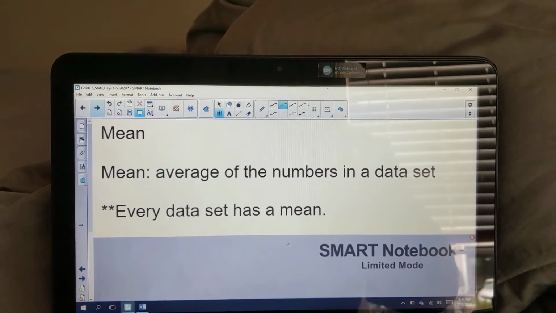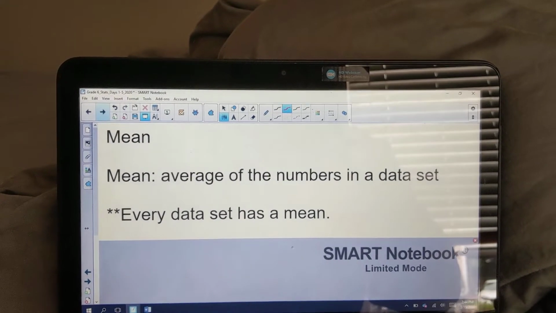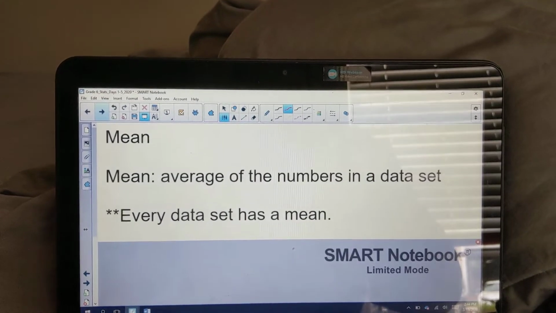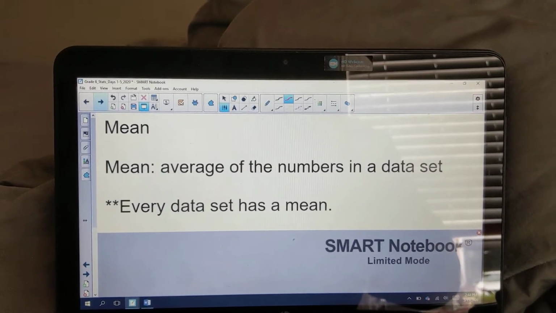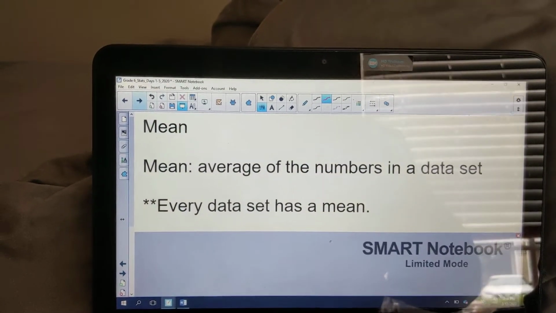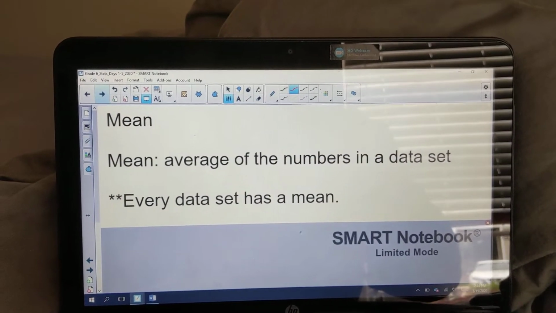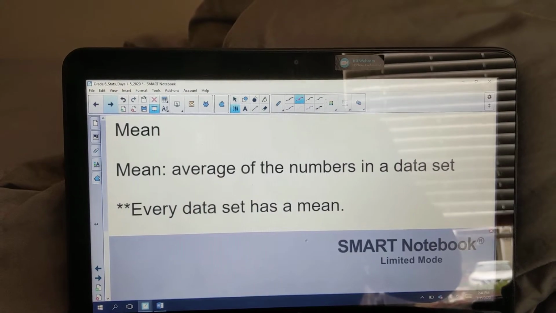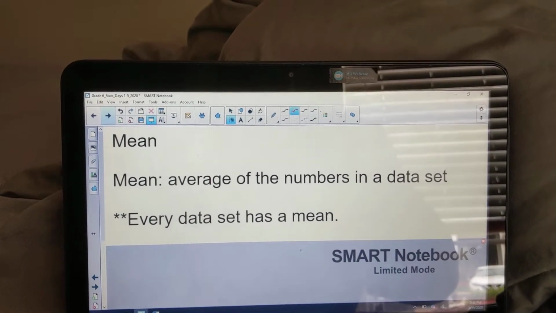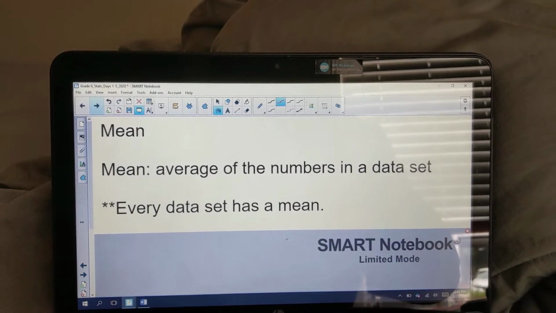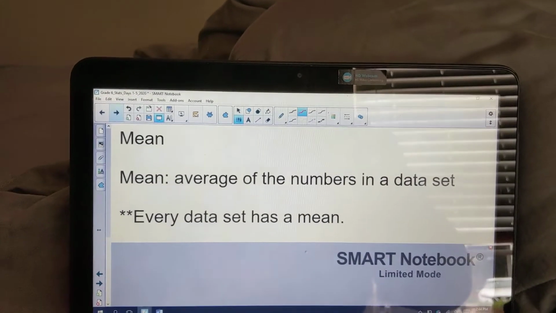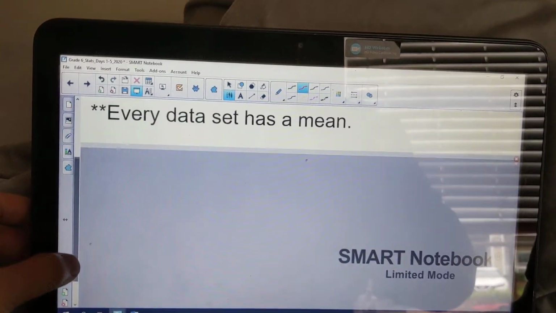Today, we are going to be looking for the mean, which is a synonym for average. The mean is the average of the numbers in a data set, and every data set has a mean. This is something you want in your notebook. When you talk about in basketball, players have a points per game. This is the average number of points they score per game. Your grade is also an average. Your teachers take all of your grades for that quarter, add them up, and divide by how many grades there are to find your grade for that quarter.